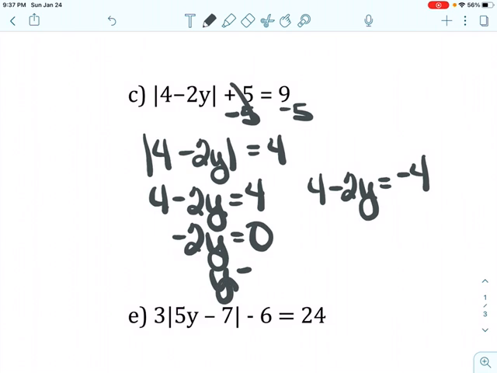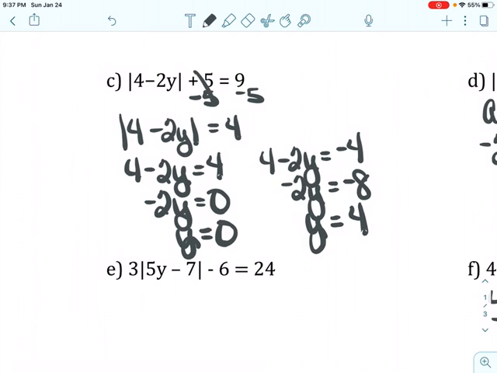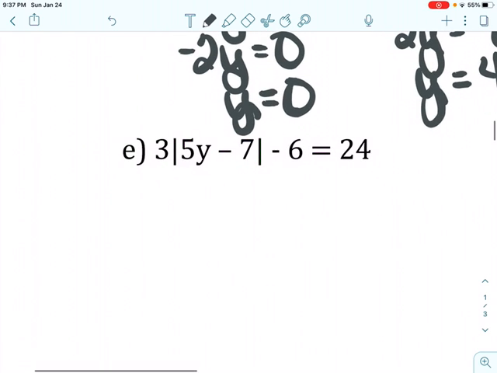Subtract the 4, we're going to get 0. So we're going to get 0 is for y. And then negative 2y is equal to negative 8. y is equal to 4. So if I put 0 back in, we're going to get 4 plus 5 equals 9. If I put 4 back in, I'm going to get the absolute value of negative 4, which is 4, plus 5 equals 9.